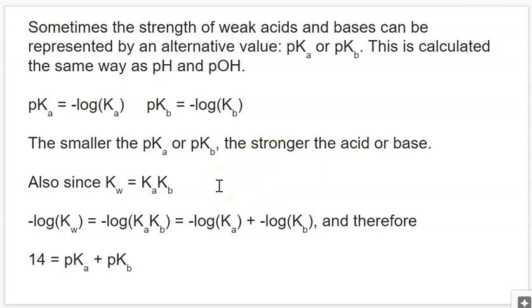And we can apply some familiar logarithmic logic that we did earlier. We know that Kw is equal to Ka times Kb, and if I negative log both sides of this equation, so negative log of Kw, which we know is equal to pKw, aka 14, is going to be equal to the negative log of Ka times Kb, which is the same thing as negative log of Ka plus negative log of Kb, which are just our pKa and pKb expressions. That tells us that 14 is equal to pKa plus pKb, much like 14 is also equal to pH plus pOH.